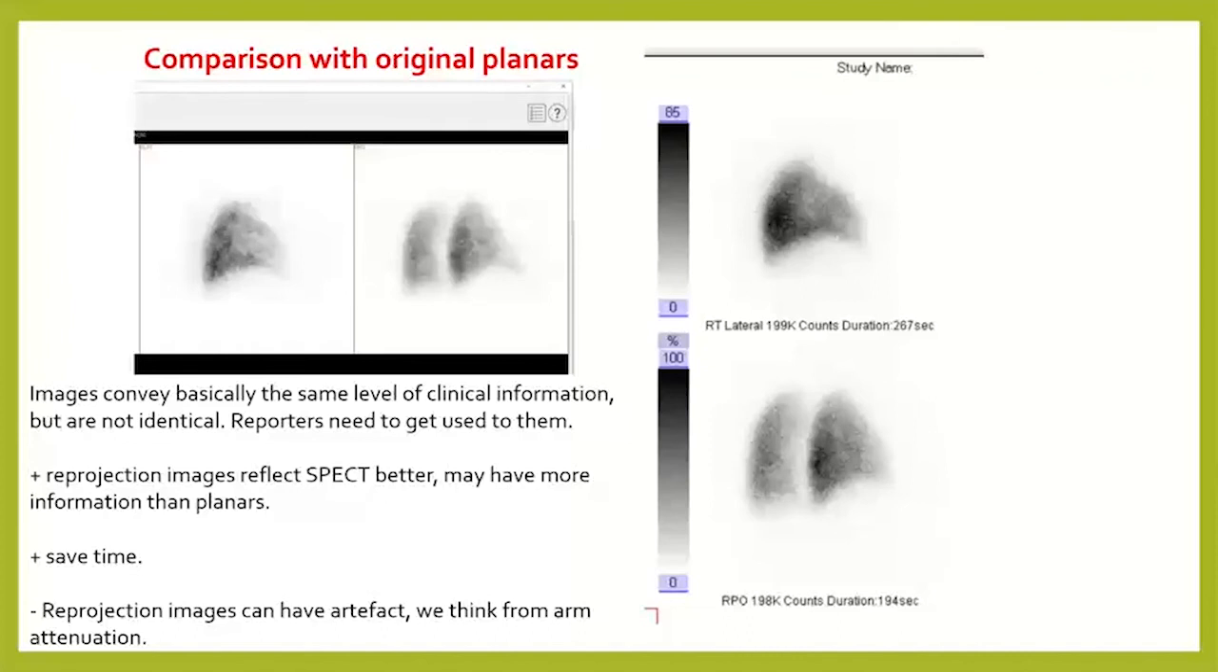The reprojection images can have some sort of artifact on them in some cases. Particularly, we've seen that in the RPO image. And we think that's from the arm, and people have got big arms, and it's outside the field of view of the camera or whatever. We're getting some sort of issue with that, but it doesn't look segmental, so it shouldn't be a problem.